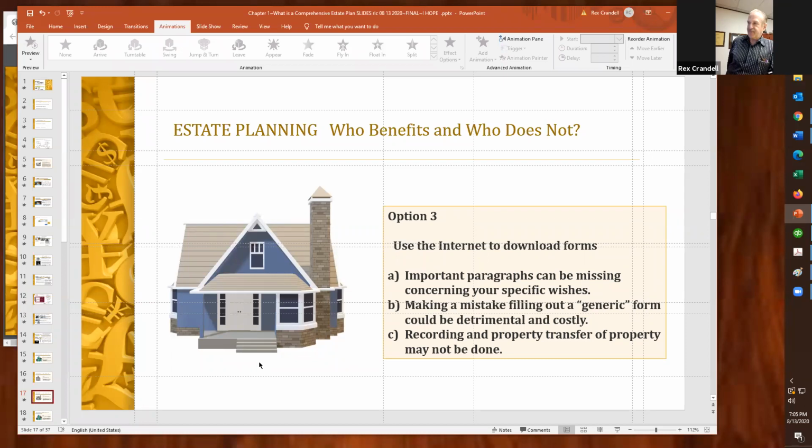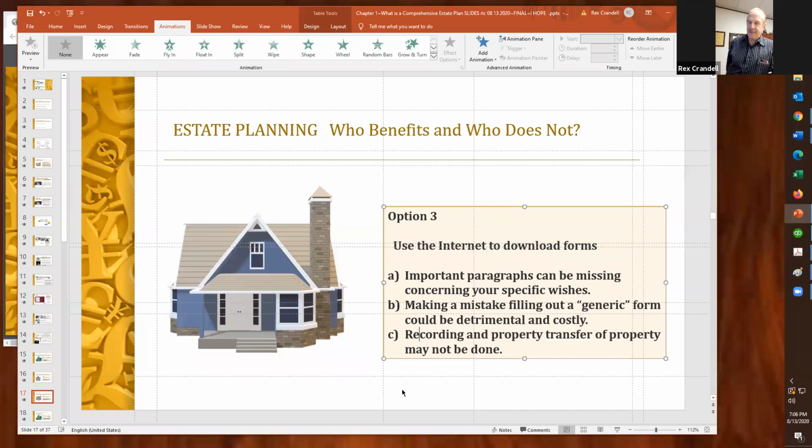Okay, another choice for estate planning is going to the internet and downloading a bunch of forms, and they say that that's a good estate plan. Well, there could be some problems. Important paragraphs about your wishes might not be included, and there might be mistakes in filling out generic forms. The whole area of wills and trusts is usually so foreign to people that even given choices, they're not really getting a full understanding of what their decision does, and that's a problem.